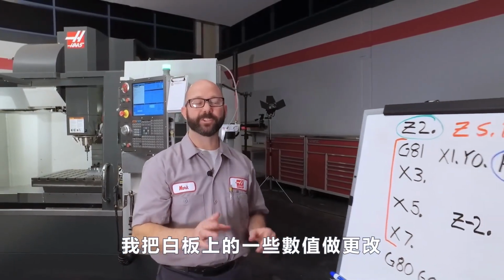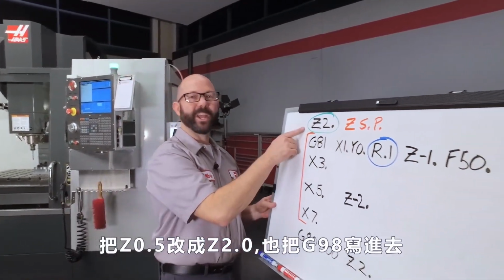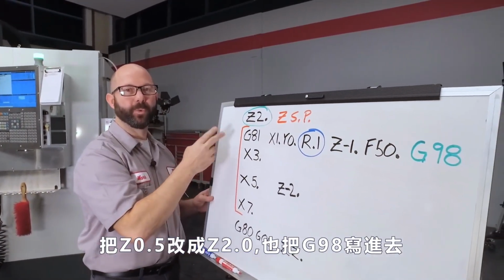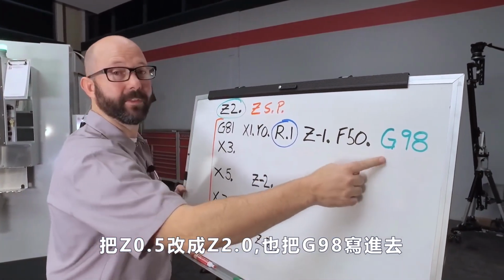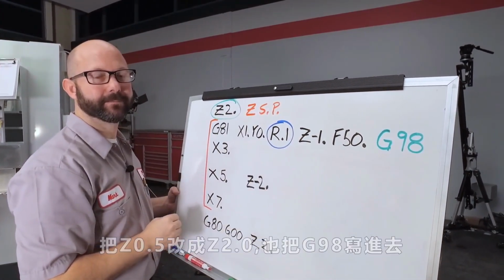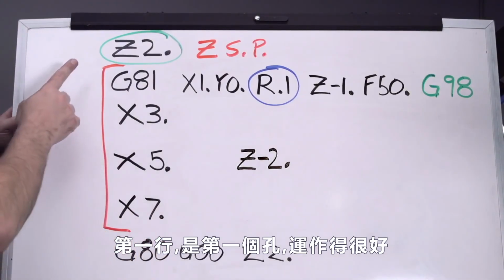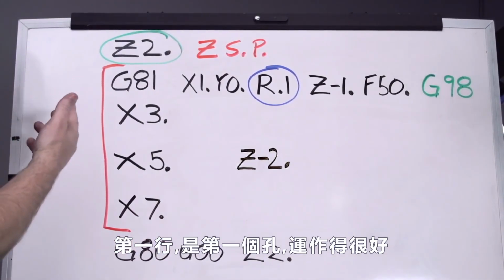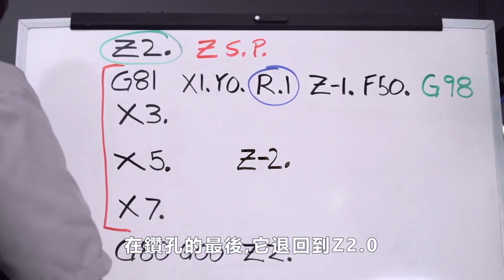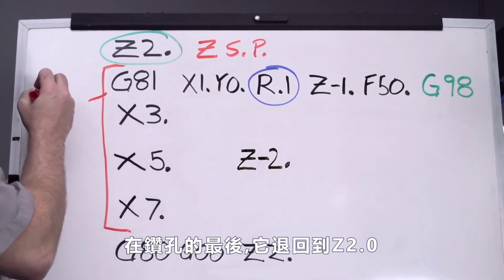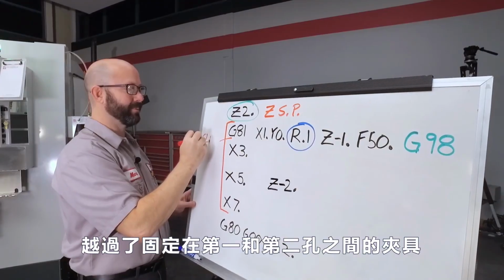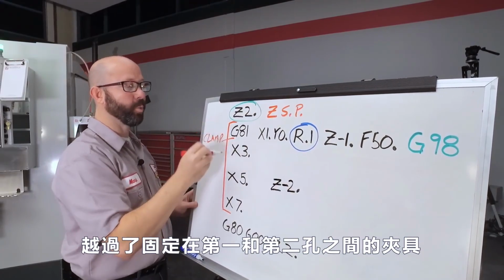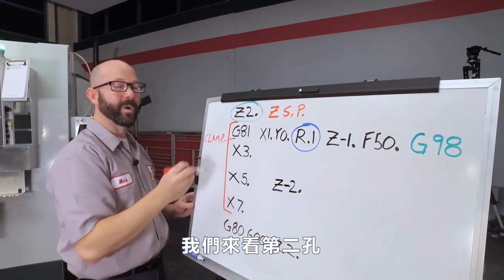Now we've made some changes to our whiteboard. We changed our Z.5 to Z 2-inch, and we also wrote in that implicit G98. The first line here is our first hole. It ran pretty good. At the end of that hole, it retracted 2 inches above the part, which cleared that clamp that was resting in between holes 1 and 2. So now we're ready for hole 2.